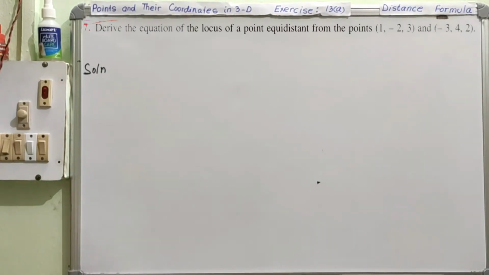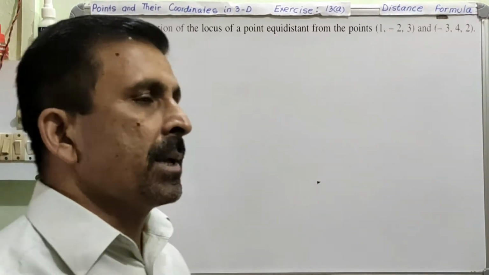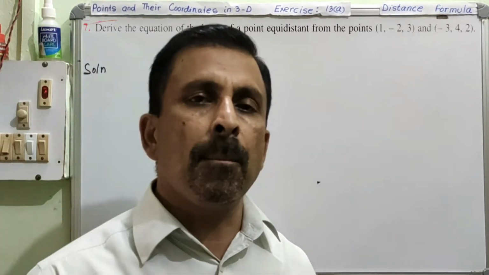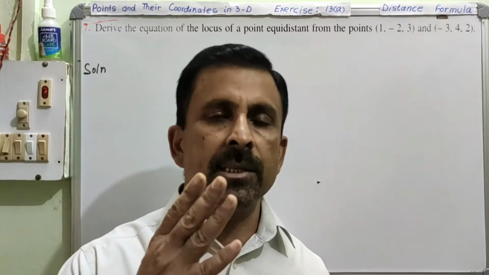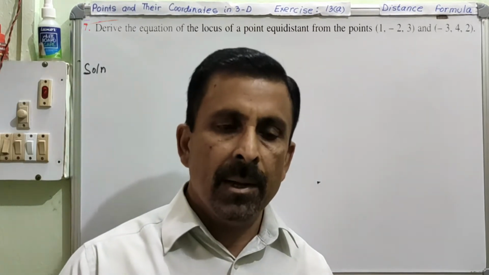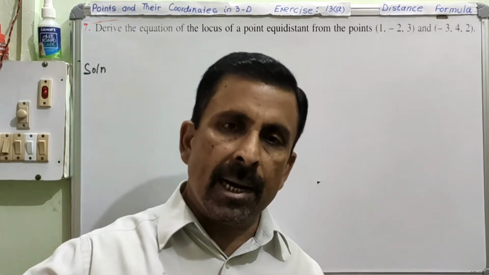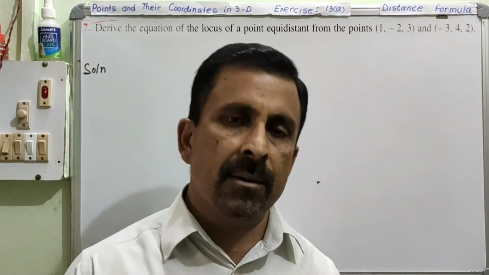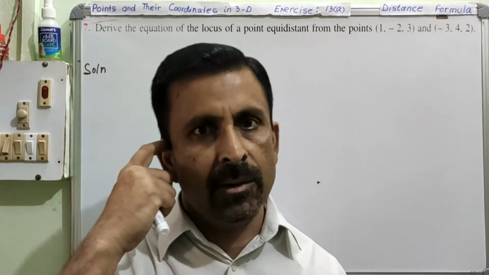Question number 7 says, derive the equation of the locus of a point which is equidistant from the point so and so. Here there is a new word called locus, right? Locus means path. Locus means path. Clear? So it can be any kind of path. It can be a straight line, it can be triangular, it can be circular, right? You have seen this in your real life.